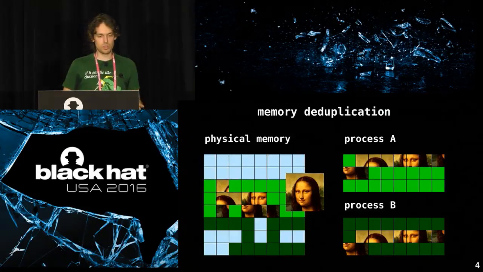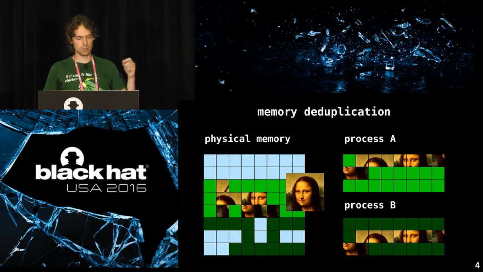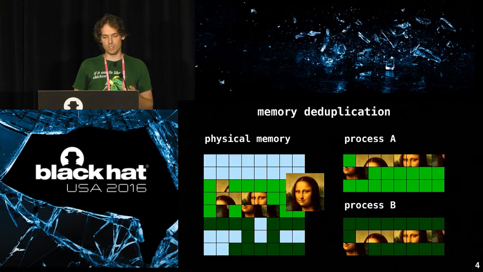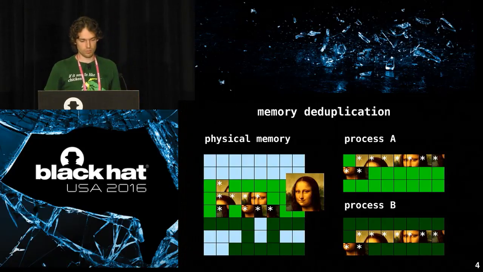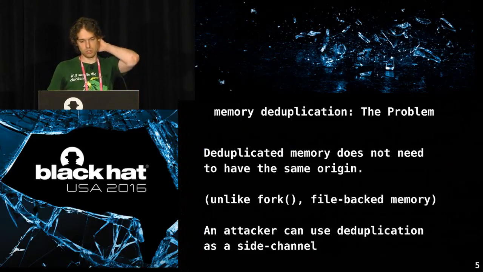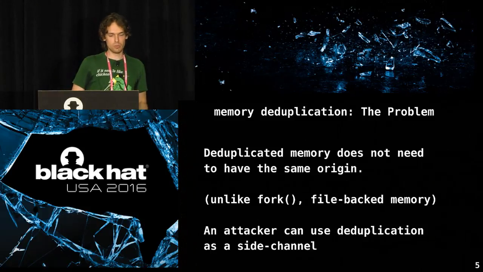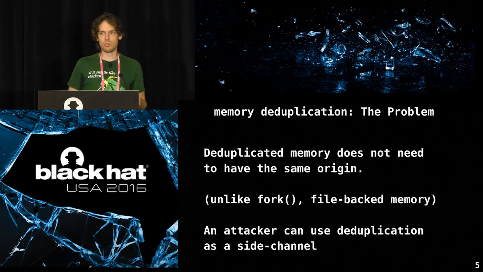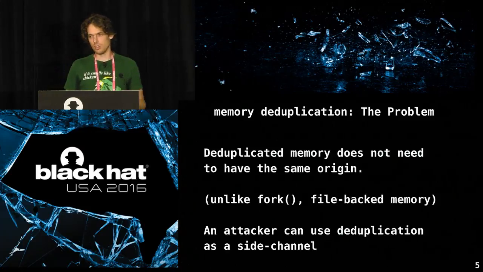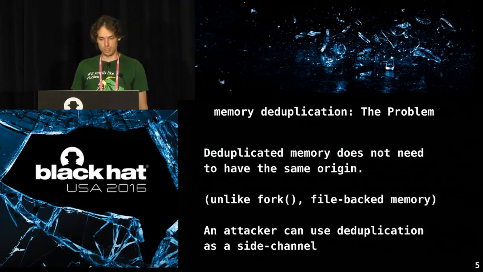Of course, now we have a problem. If process A tries to write to the data, it will also change in process B. That's why the operating system marks those pages as copy on write. But this enables us to do another thing. The main problem with this is that, unlike other methods of reusing the same data in address space, like fork or file-backed memory maps, the deduplicated content doesn't have to have the same origin. And this opens the way for an attacker to use deduplication as a side channel attack.